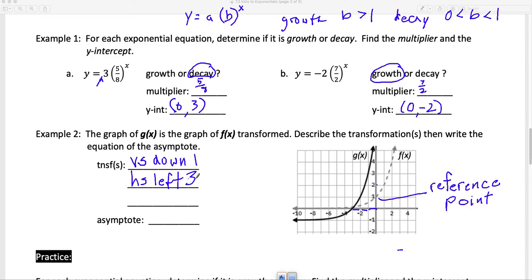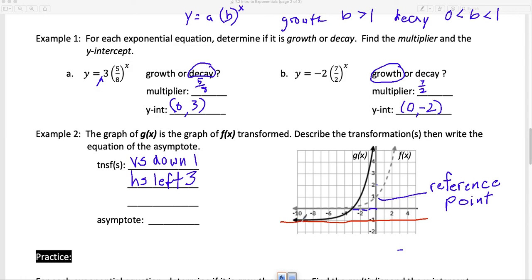Okay, the last thing I have on here is I need to find the equation of the asymptote. Remember, the asymptote is not actually part of the graph. It's an invisible line that is right here. It's actually going to run up a little higher than that. And this graph is going to approach this invisible line, but it is never, ever going to cross it. And in this case, it's a horizontal line.